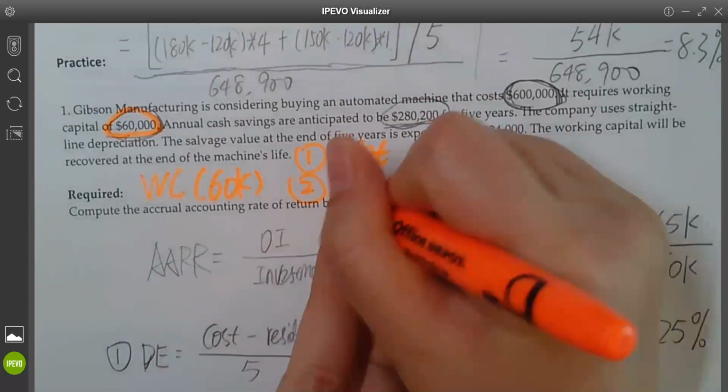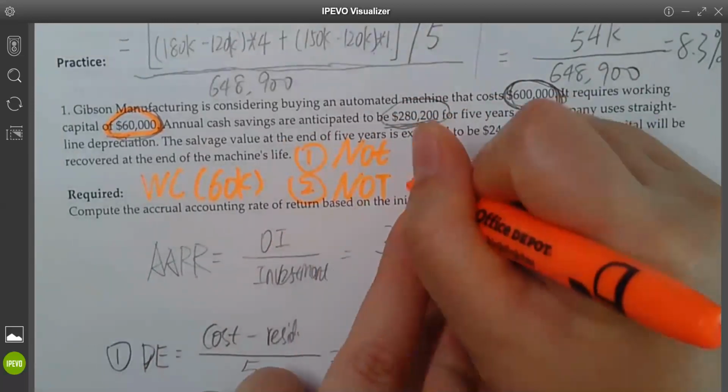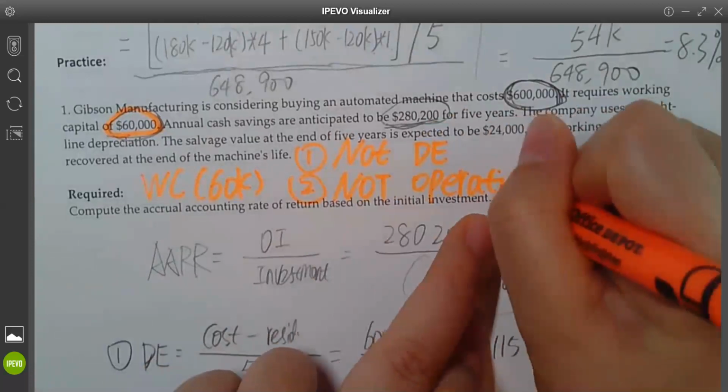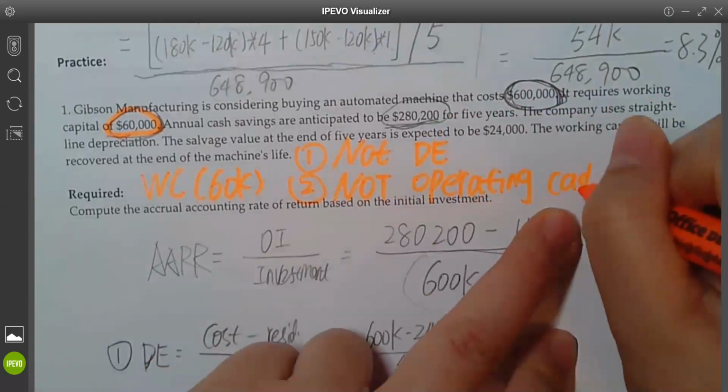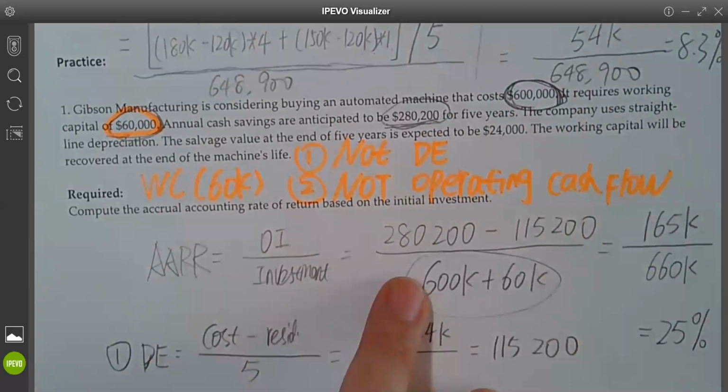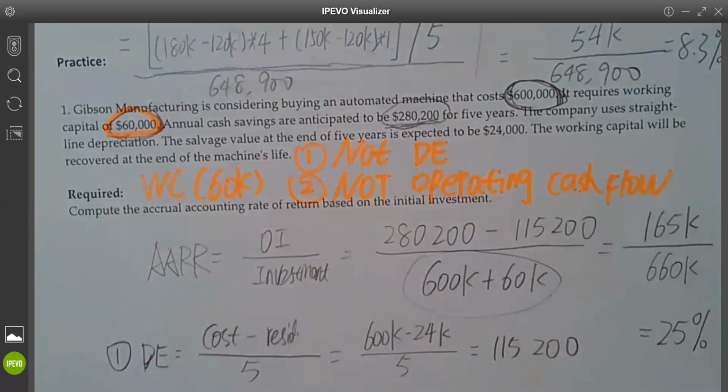Second, it is not our operating cash flow. It has nothing to do with our operating cash flow. Yes, at the end of the 5th year, we will get the 60,000 back. When you do NPV, IRR, or the payback method, you will think about the 60,000 as a cash inflow. But in your ARR, it's not your operating income, so it's not included in the numerator.